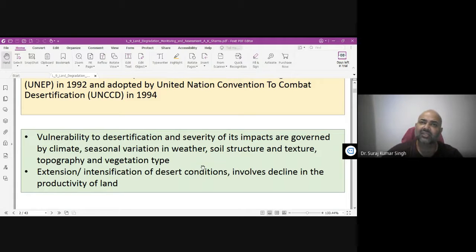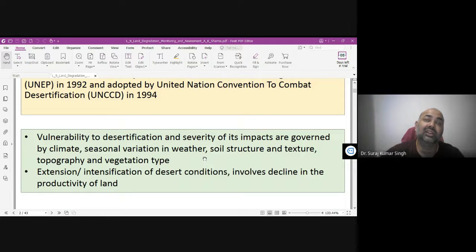Then soil structure and texture, the pattern, because the climate is changing, the weather pattern is changing. So the soil type, texture, and structures are changing. Topography is changing and vegetation type too, because the vegetation types depend on the moisture content and on the flora and fauna. So extension or intensification of desert conditions involves a decline in the productivity of land.